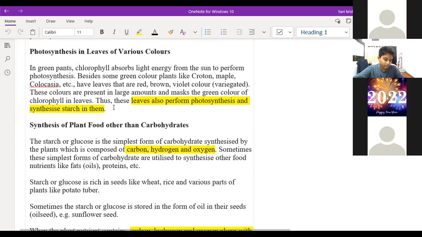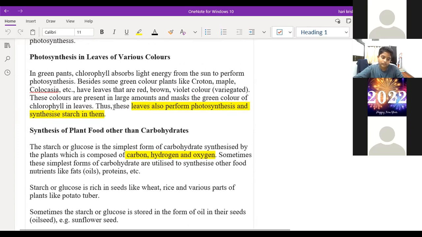Next is photosynthesis in leaves of various colors. This also we discussed in the starting itself. If the leaves of the plant have different colors, the photosynthesis will take place in other parts of the plant, like the stem or the roots. Okay.